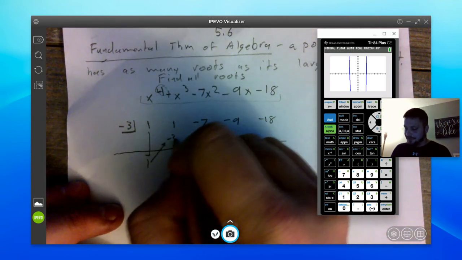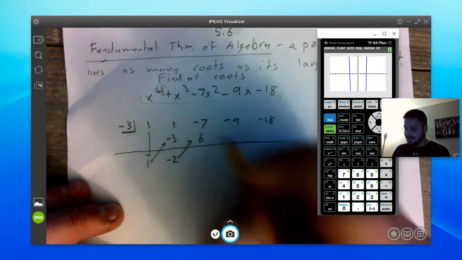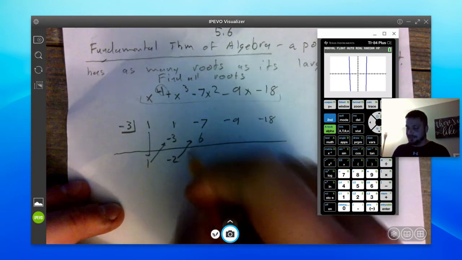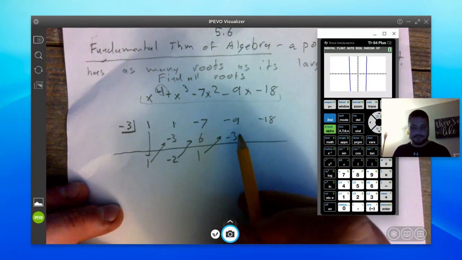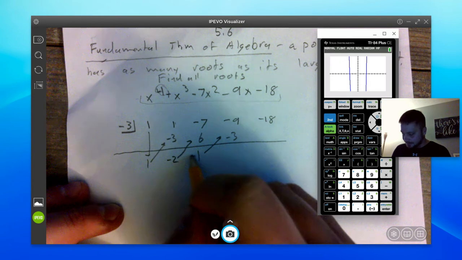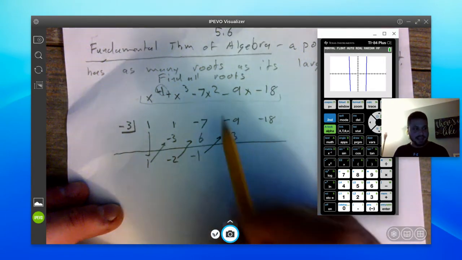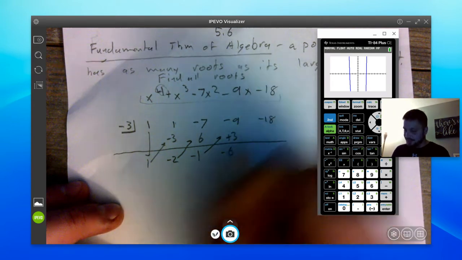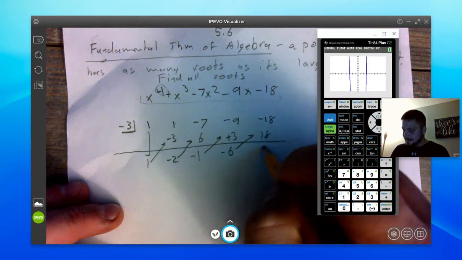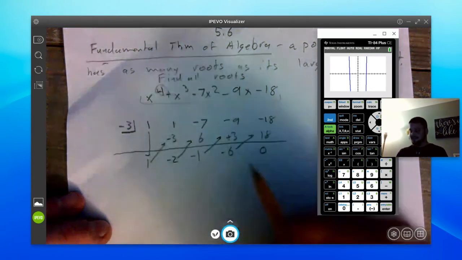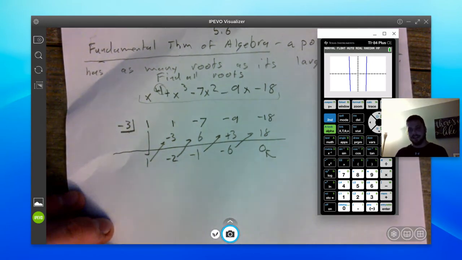-3 times 1 is -3. 1 minus 3 is -2. -3 times -2 is 6. -7 plus 6 is -1. -3 times -1 is +3. So -9 plus 3 is -6. -3 times -6 is 18. -18 plus 18 is 0. And yes, I know that this should be 0 because I knew that -3 was a root.